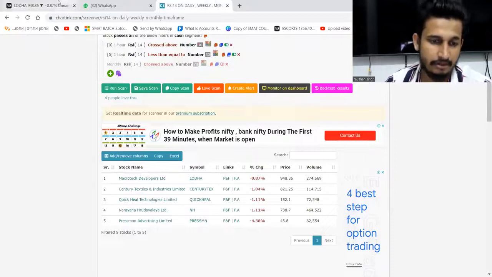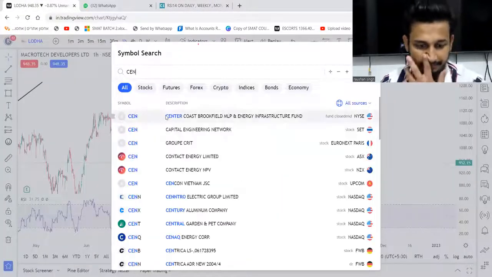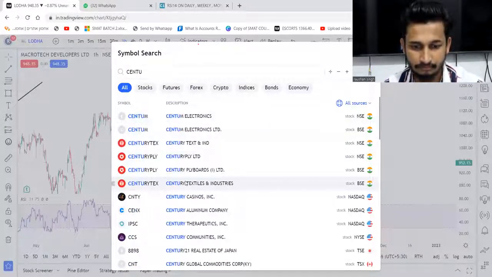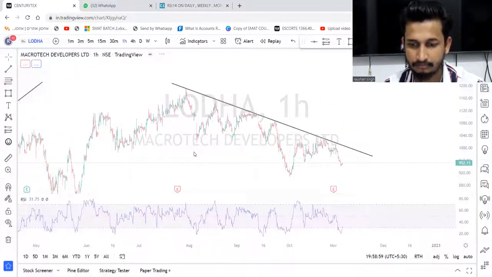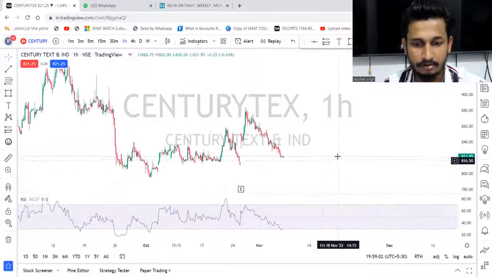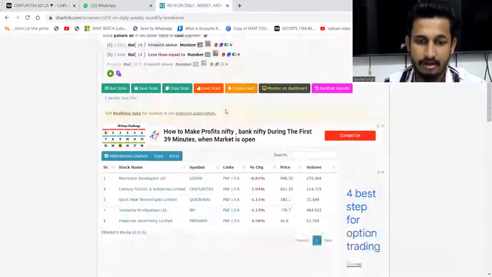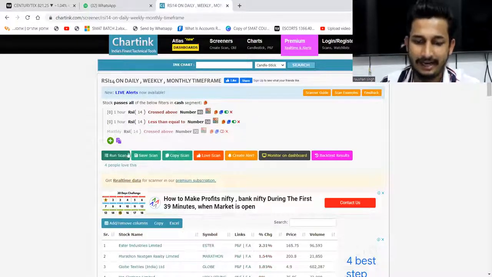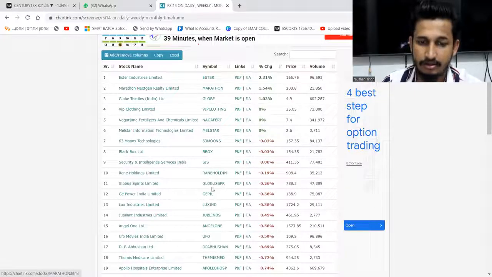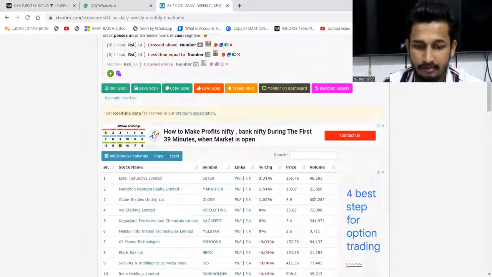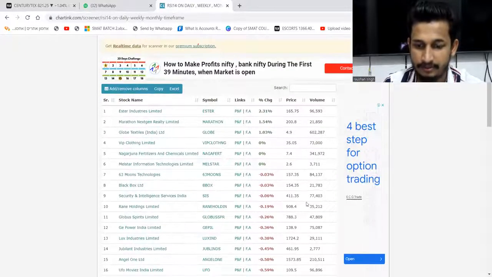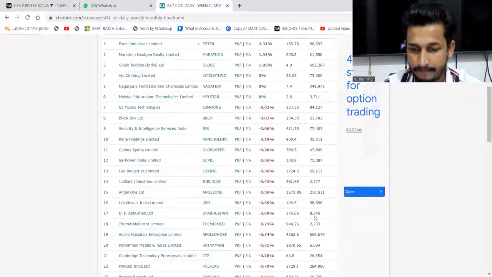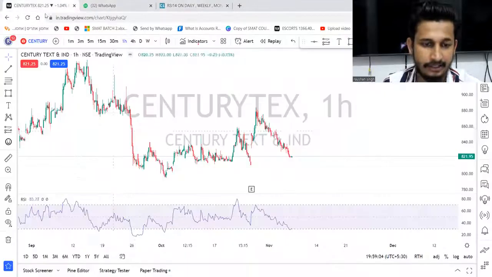So then the other one, Century Textile. Here also the breakout has not yet come, so I cannot find out. So what I'm going to do over here is change this number, where the trend is slightly getting changed, so I might get good stocks. Again, the volume matters. So I'll go with Globe. This is at 4 rupees, then again, this is a penny stock. Angel One, so let's have a look at Angel One.